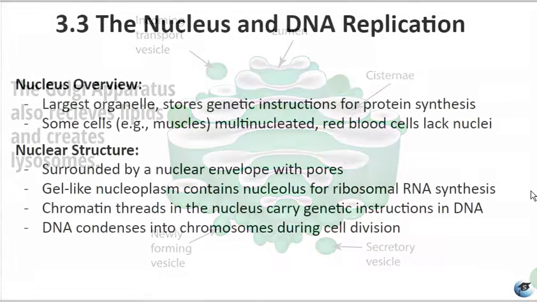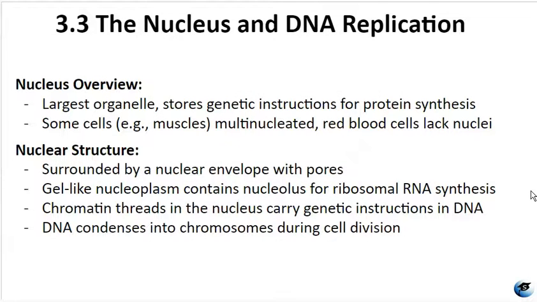The nucleus is the largest organelle in a cell, and it serves as the central hub for genetic instructions governing protein synthesis. While certain cells, like muscles, may be multinucleated, others, like red blood cells, don't have any nucleus at all. Enclosed by a nuclear envelope with pores, the nucleus contains a gel-like nucleoplasm housing a nucleolus responsible for ribosomal RNA synthesis. Chromatin threads within the nucleus carry genetic information in the form of DNA, which condenses into chromosomes during cell division.